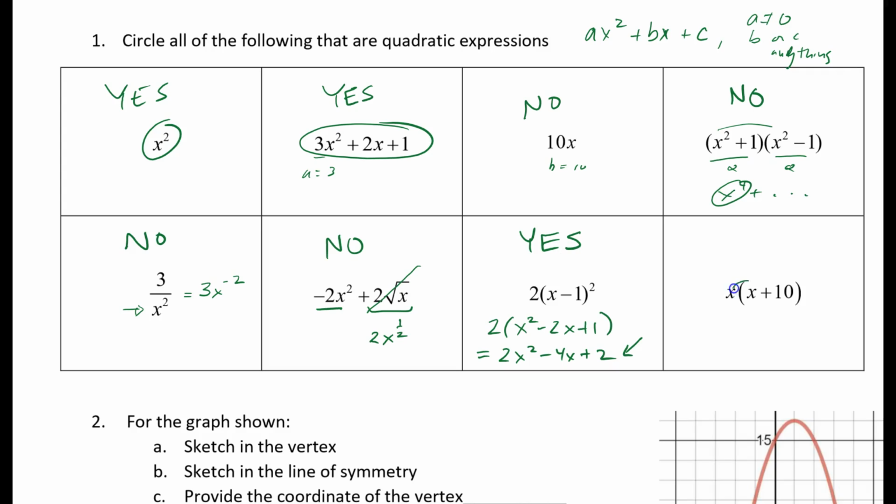And then here, too, we have to multiply that out. We have x squared plus 10x. Again, we have an x squared term, and the other stuff that we have is legal. It's just a linear term. So that also is quadratic.